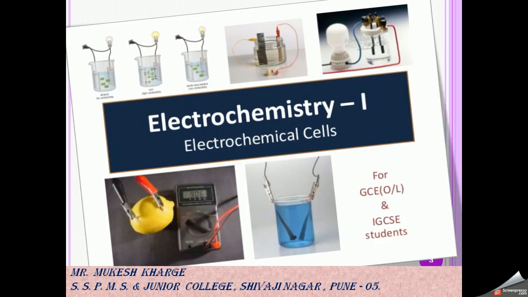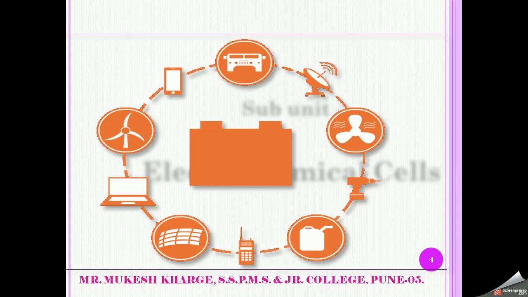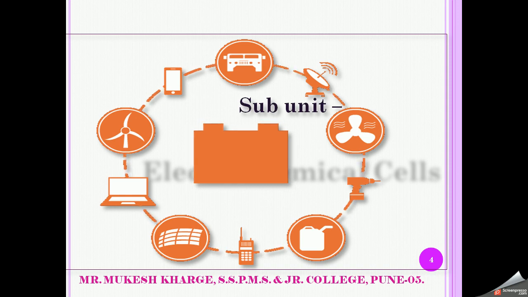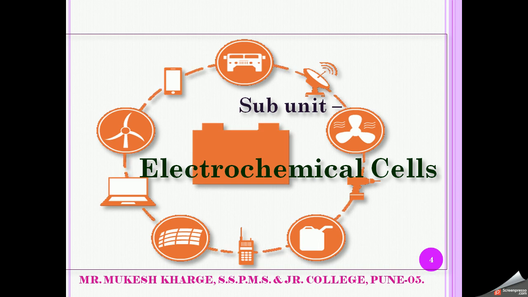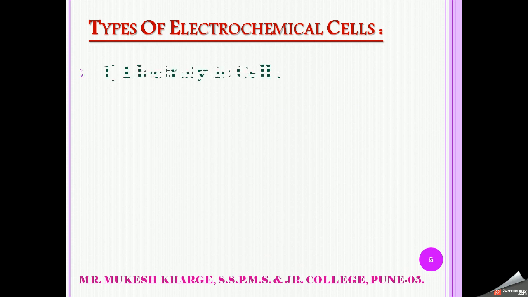Our topic is electrochemistry. Let us discuss part number 3. In this part, we have to discuss electrochemical cells. That is our subunit. So let us discuss types of electrochemical cells. In that, first, electrolytic cell.